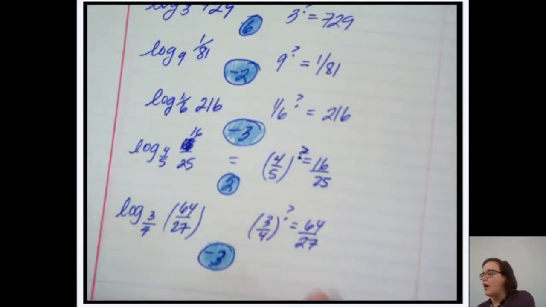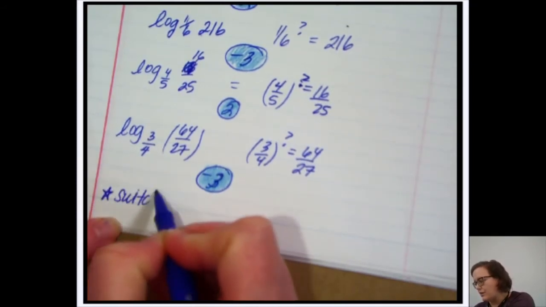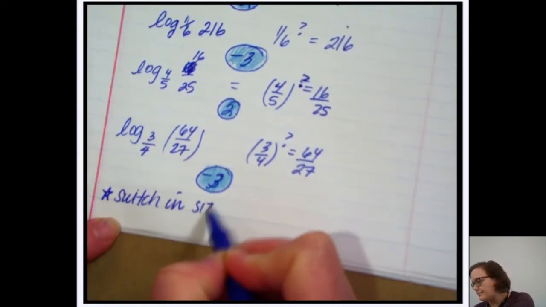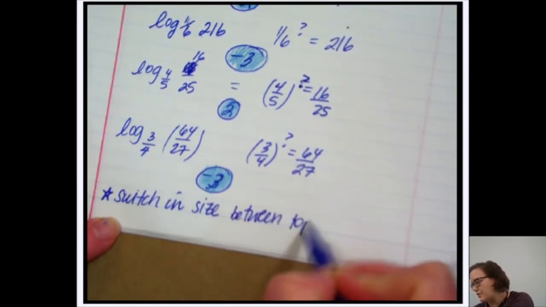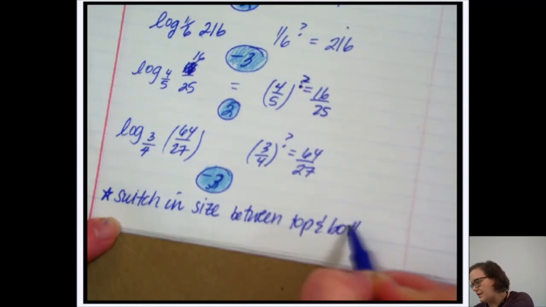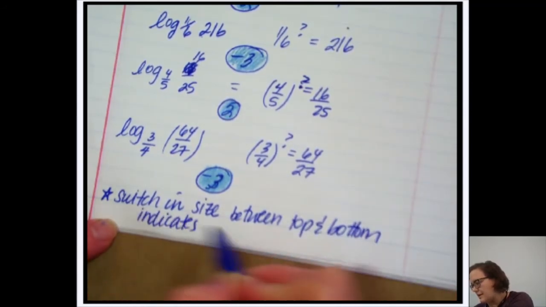Okay, so I'll write that down, but you have to kind of understand what I mean by that to really get it. So a switch in size between top and bottom indicates a negative exponent.